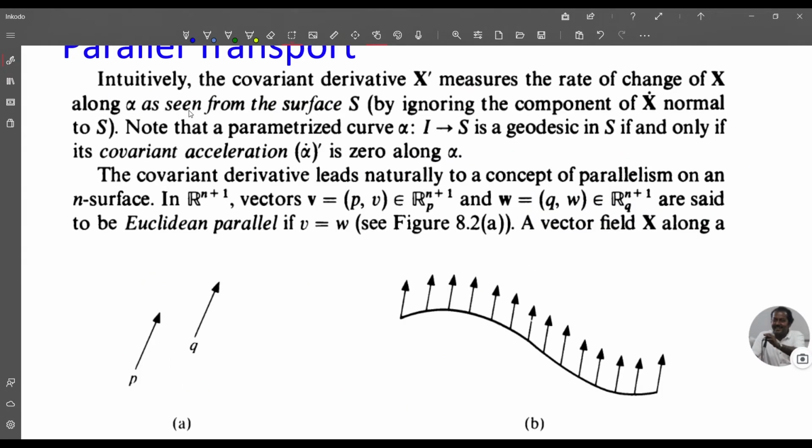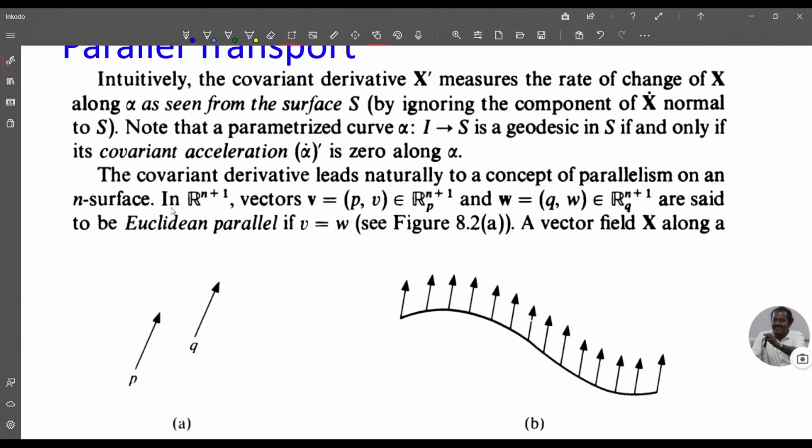Intuitively, the covariant derivative x dash measures rate of change of x along alpha as seen from the surface S, ignoring component of x dot normal to S. Note that a parameterized curve alpha from I to S is a geodesic in S if and only if its covariant acceleration alpha dot dash is 0 along alpha. The covariant derivative leads naturally to a concept of parallelism on an n surface.